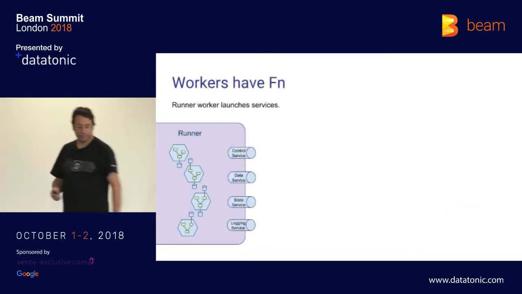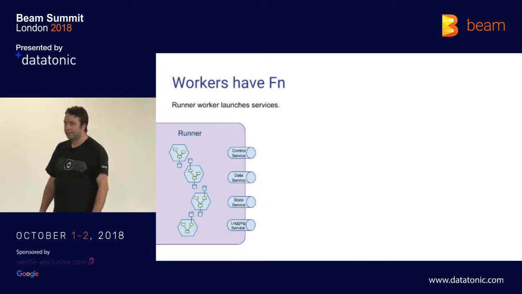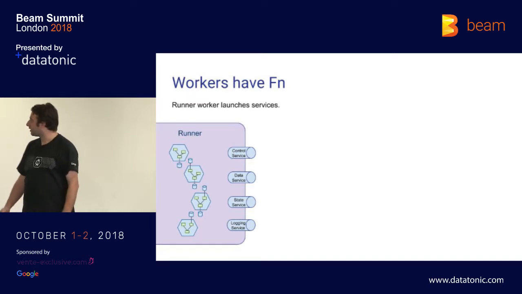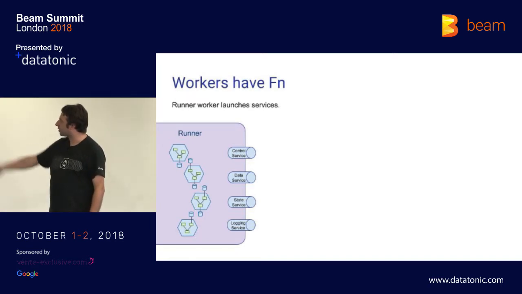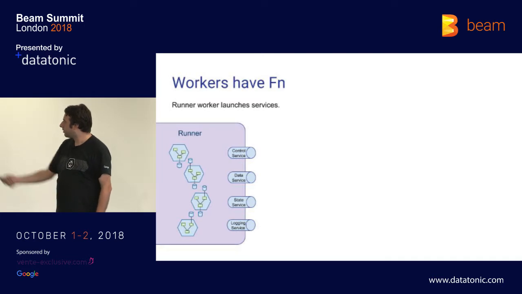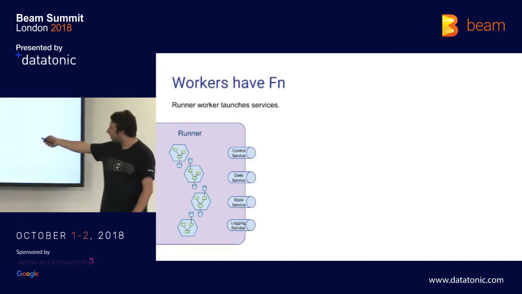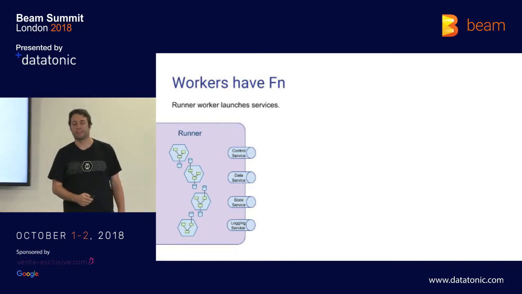So let's look really quickly at how this works. The runner is ready to run a pipeline, and the runner starts up a whole bunch of workers. Let's just focus on one of the workers right now. The worker first starts up a bunch of services. So you have, I don't know if these are too small to see, a control service, a data service, a state service, and a logging service.